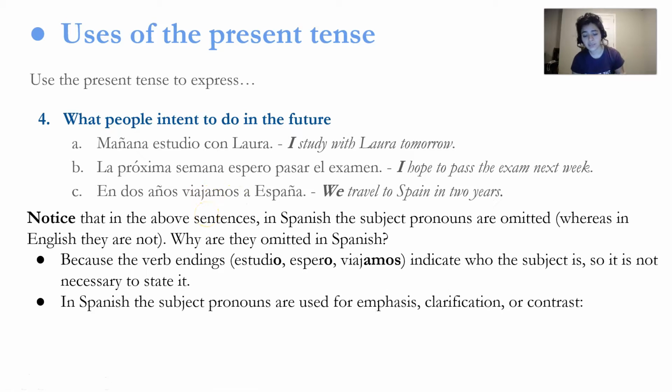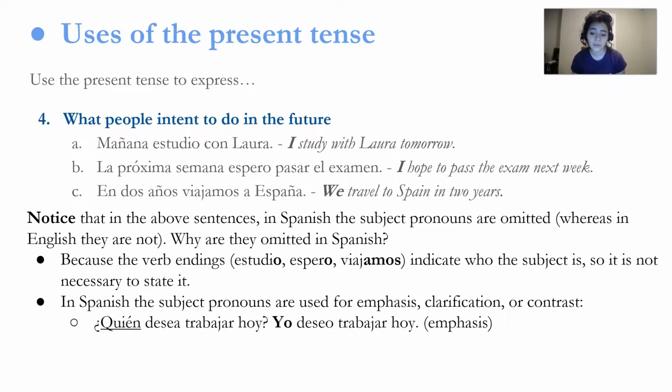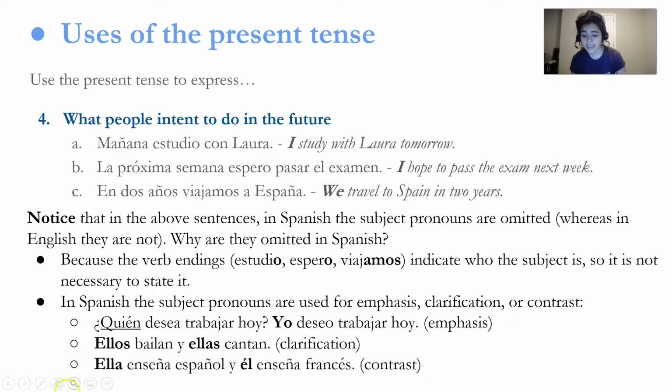In Spanish, the subject pronouns are only used explicitly if they are used for emphasis, clarification, or contrast. So, for example, ¿quién desea trabajar hoy? Yo deseo trabajar hoy. So this is for emphasis. You're saying I want to work today. Yo. Ellos bailan y ellas cantan. Ella enseña español y él enseña francés, for contrast.